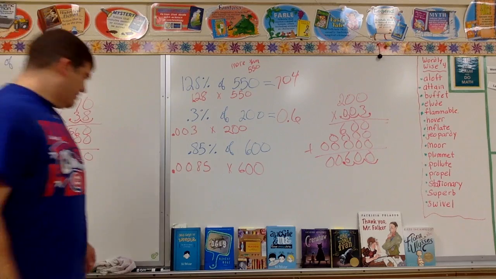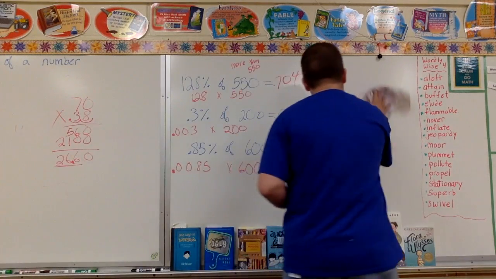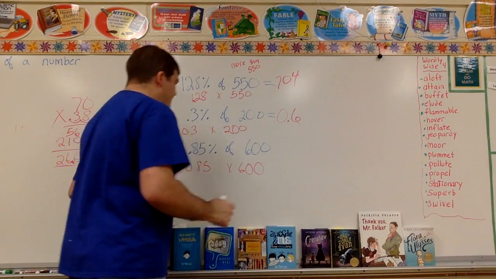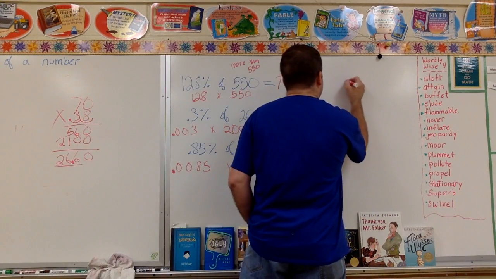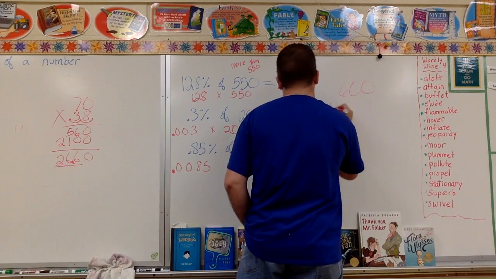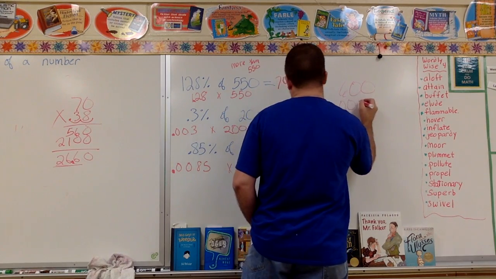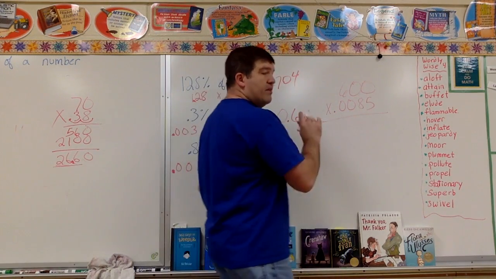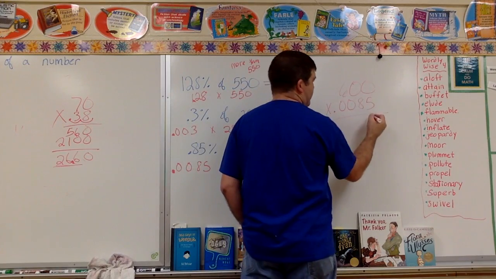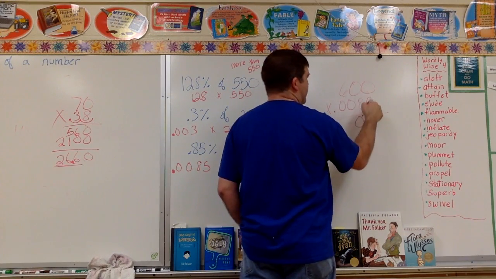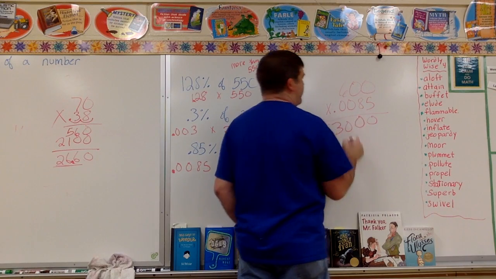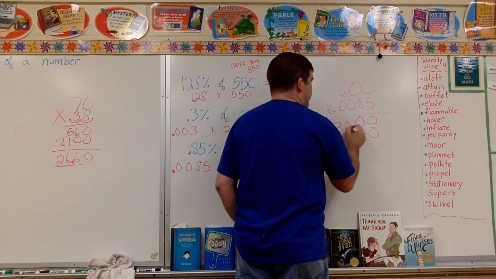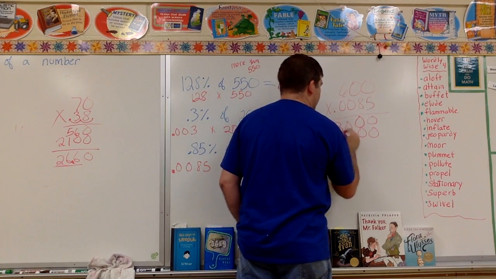Okay. This is a large multiplication problem that's going to get me a small number because of the decimals. But let's do it. 600 times 0.0085. Okay, forget about the decimal. Let's just do it. 5 times 0, 0. 5 times 0, 0. 5 times 6, 30. Add my 0. 8 times 0 is 0. 8 times 0 is 0. 8 times 6 is 48.